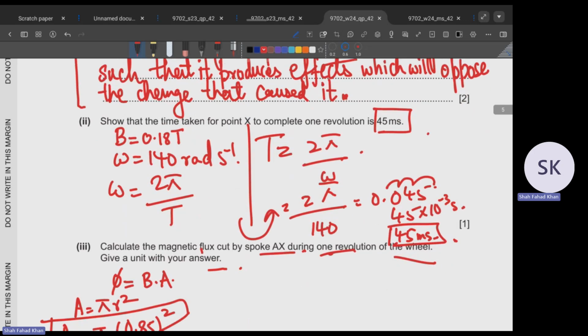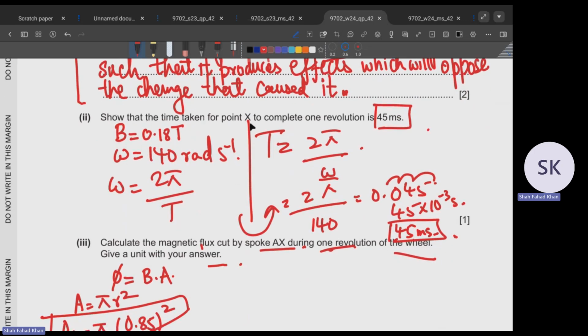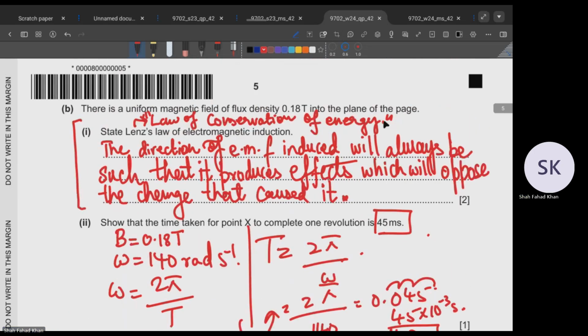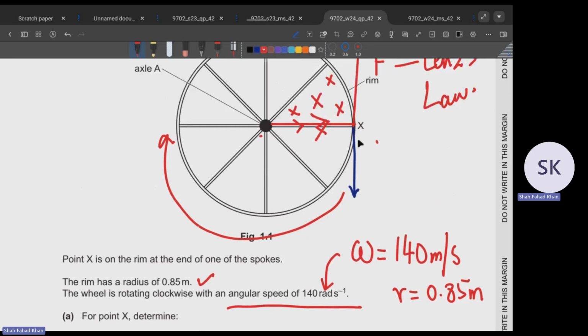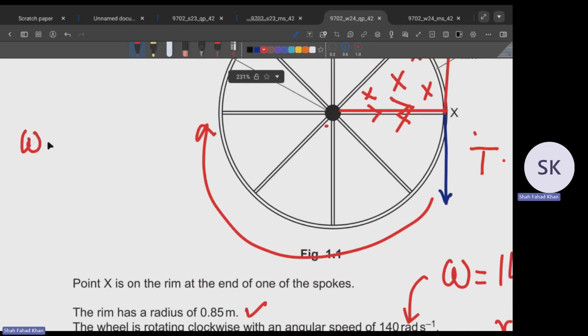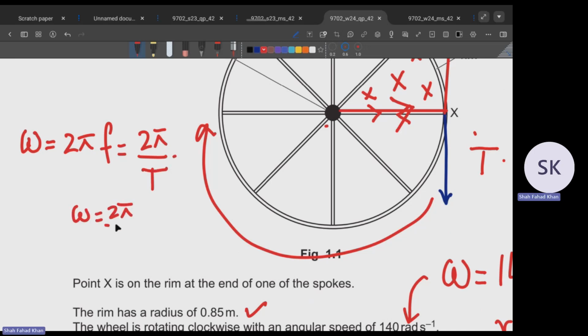Okay, part 2. Show that the time taken for X to complete one revolution is 45 milliseconds. Now, this is X right here. We know that omega is 140 radians per second. They're asking us for the time period. You should know the definition of omega: it's 2 pi f, which is equivalent to 2 pi divided by the time period. So if you have omega, you can use this formula: omega equals 2 pi divided by time period.